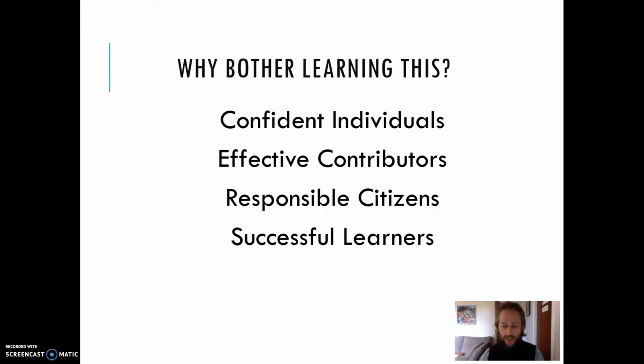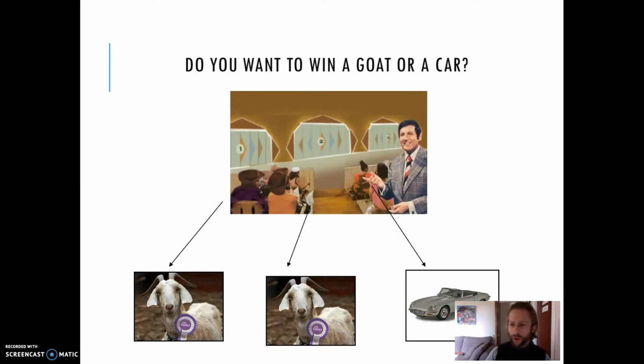Now, just to finish, here's a fun little activity to test the learning that we've been doing. Do you want to win a goat or a car? Now, the way this works is that you're on a game show and there are 3 rooms. Behind 2 are goats and behind 1 is the car. Your job is to pick one door. When you pick a door, the host will reveal one of the rooms you didn't pick that has a goat in it. He will never show you the car.